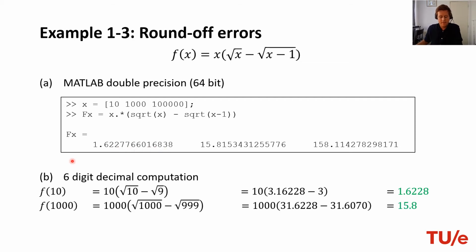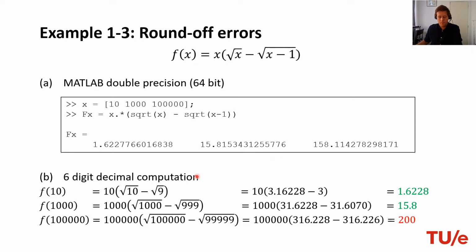If we repeat this for 1000, again, computing the square root of 1000, we round here to 6 significant digits. Also here, we use 6 significant digits, and this leads us to 15.8, which also is very close to the rounded version of the full precision computation of this function. However, problems start to occur when we put even larger numbers in there. Why is this the case?